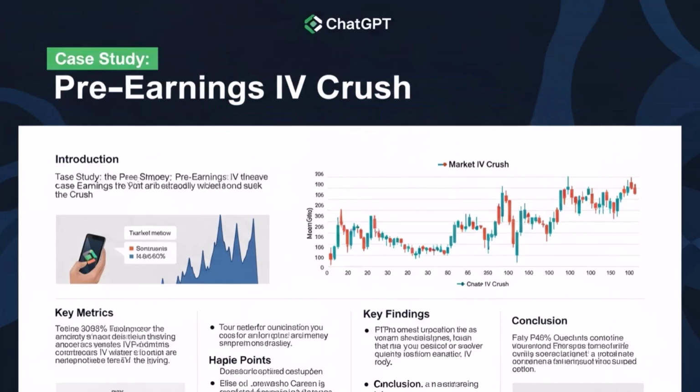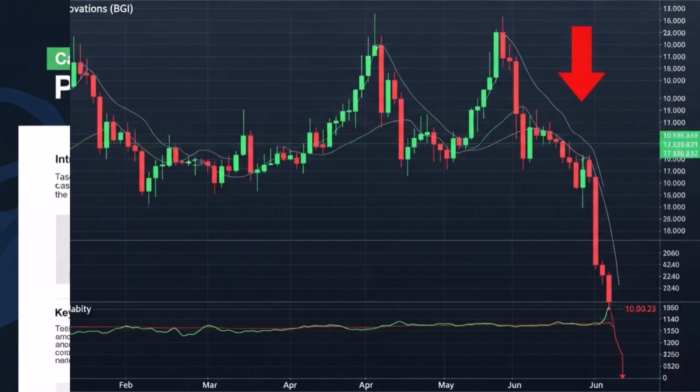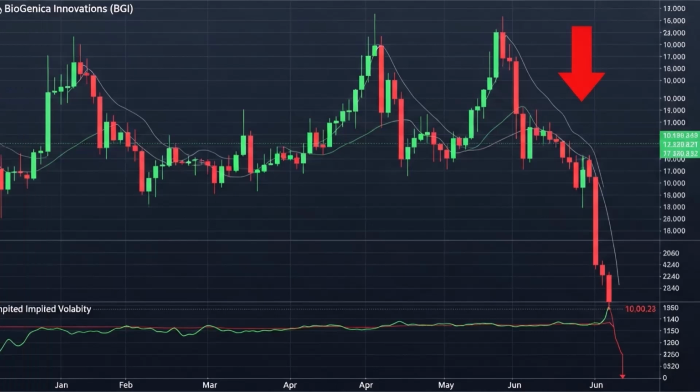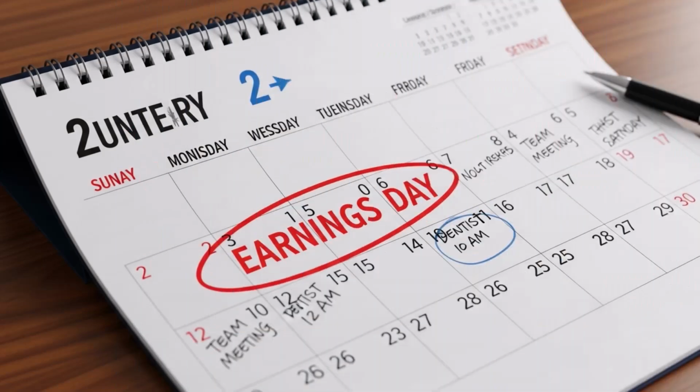Let's walk through a real case study using ChatGPT. In this scenario, a trader noticed that the implied volatility on a mid-cap biotech stock dropped sharply, even though earnings were just 2 days away. Normally, volatility climbs heading into earnings, right? So they used this prompt.